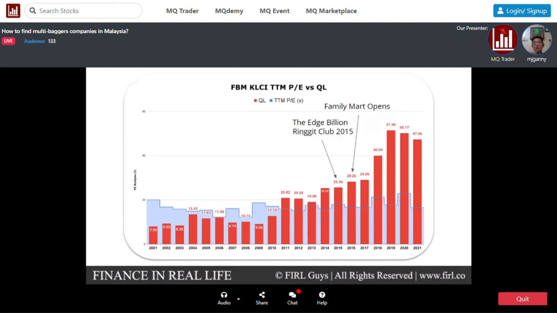Then once 2018 rolls about, Family Mart starts to show some results, and suddenly people start to have a lot more positive feelings about the company. You can see it goes from 25 times earnings and boom, goes all the way to nearly 52 times earnings. So business fundamentals pretty much move in the same direction at the same speed, but the share price moves faster because people start to identify the quality. And how do you determine the quality? Again, total addressable market, management, skin in the game, and also the moat. And also small, okay?